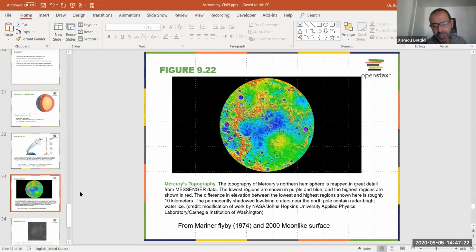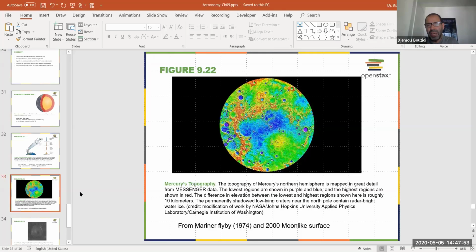So in terms of its topography, or at least its surface, like I said, in 1974 there was a flyby by Mariner, which took about 2,000 pictures and revealed that it has a surface that looks more like the moon itself because of the different craters and impacts on it. So whatever happened to Mercury, it happened a long time ago, over 4 billion years ago.